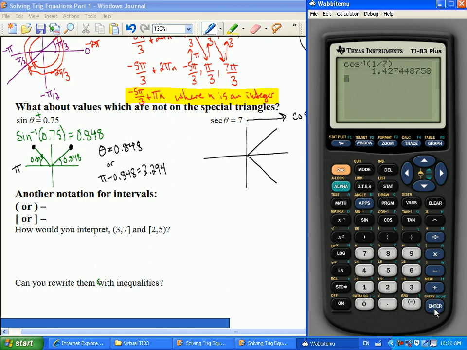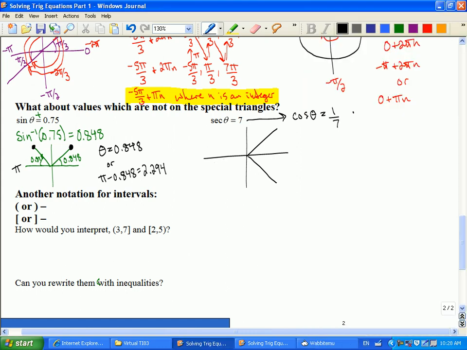So I get 1.427 for my reference angle here. Okay, so the first angle is easy. It's as I see it there, 1.427.